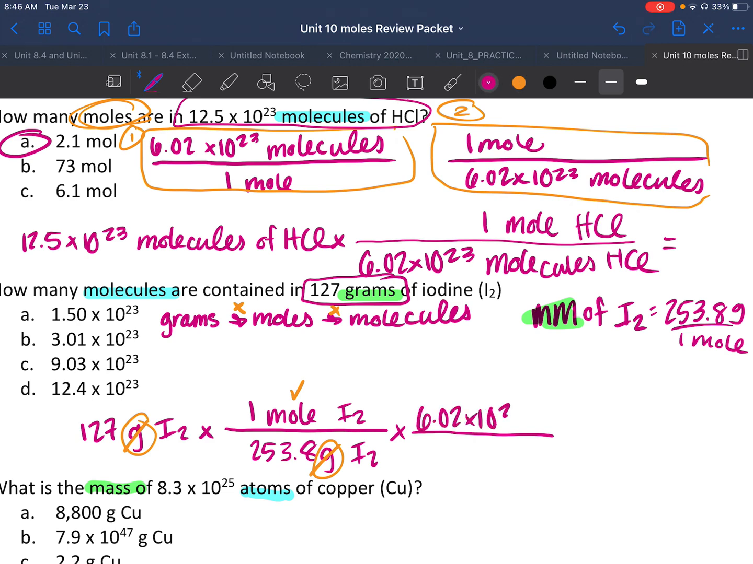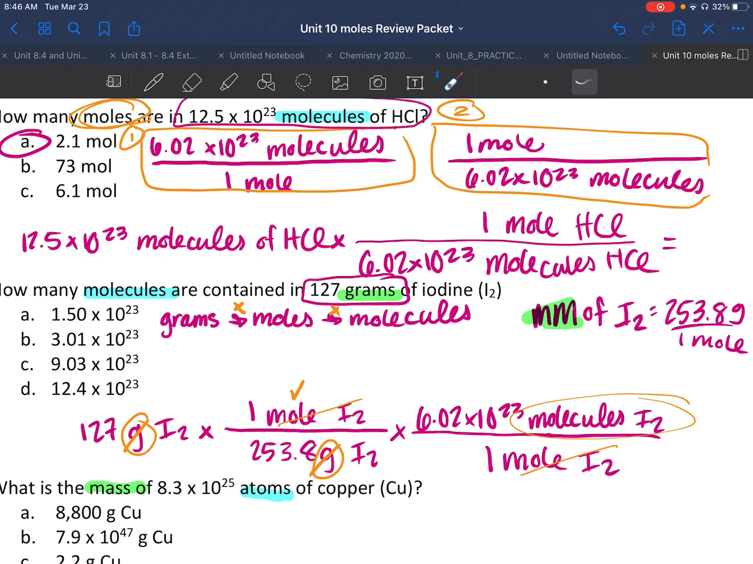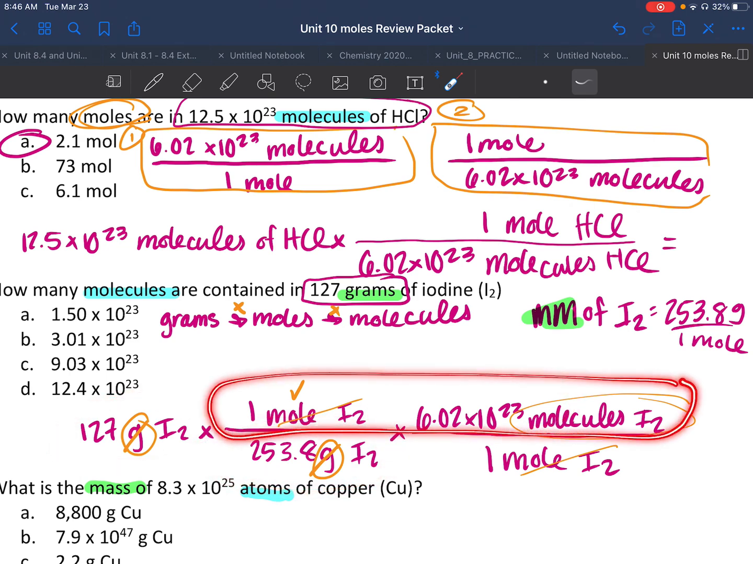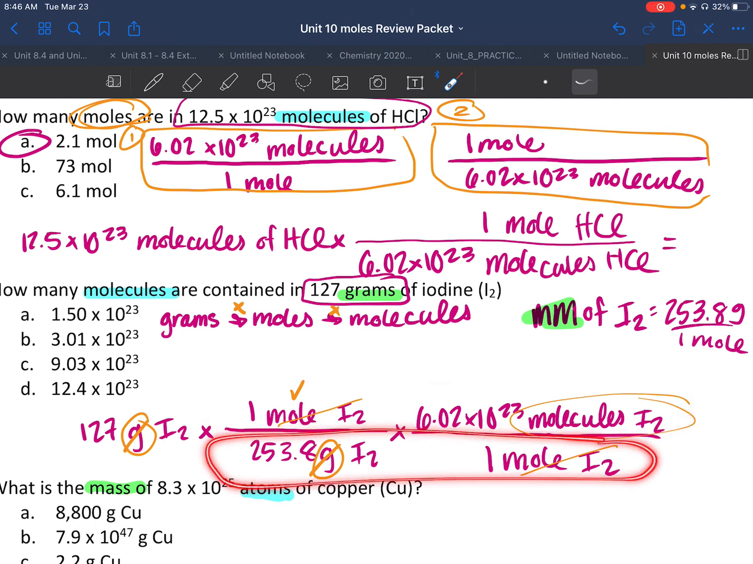6.02 times 10 to the 23rd. That's how many molecules of I2 there are in 1 mole of I2. So now we can cancel out moles of I2. With moles of I2, we're left with molecules of I2. And the way I type this in my calculator is 127 divided by 253.8 times 6.02 times 10 to the 23rd. So you always multiply by everything that's listed on the top of the fractions, divide by everything that's on the bottom. If you do that, you should get B as your answer.